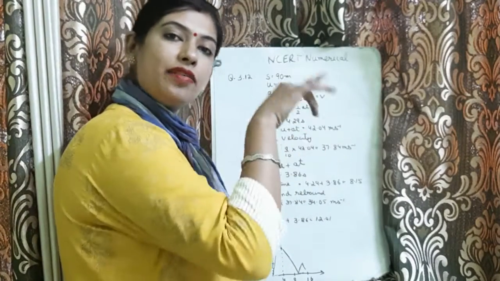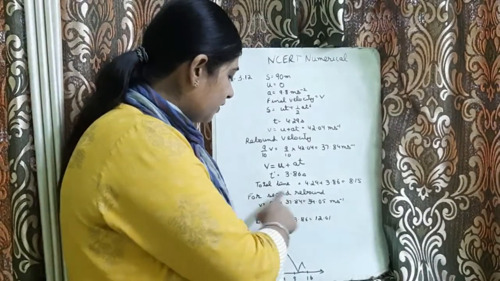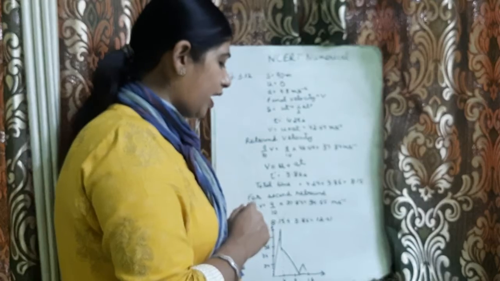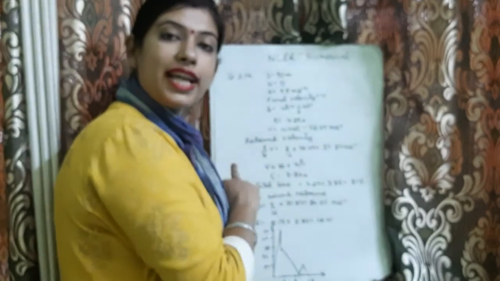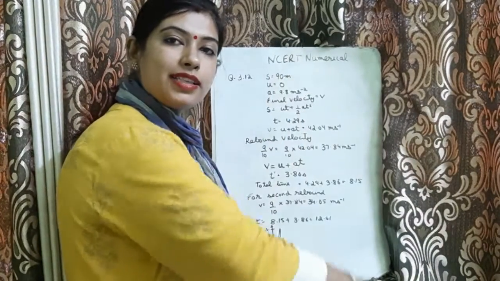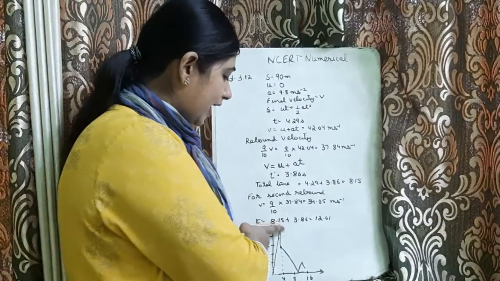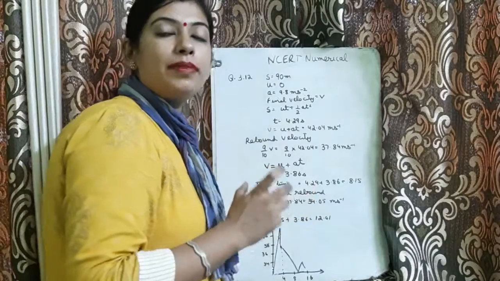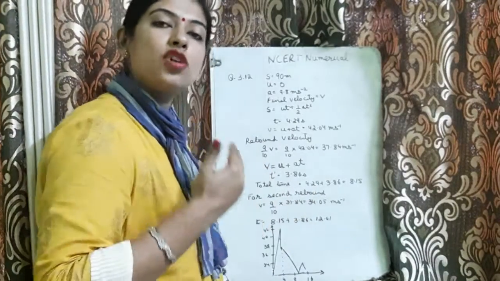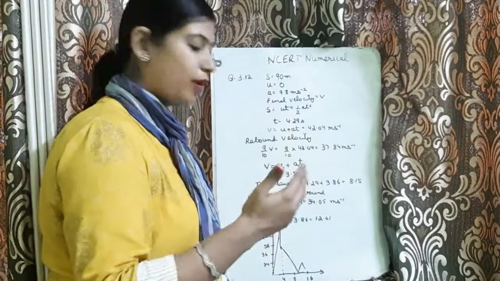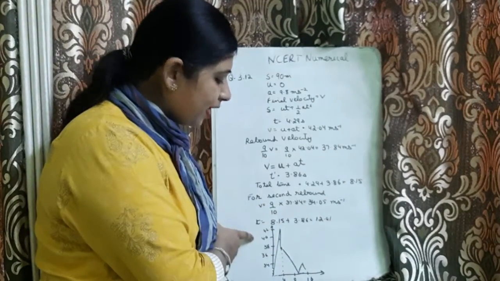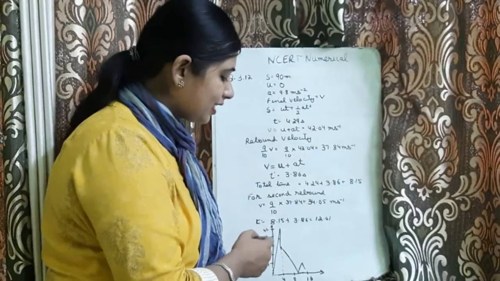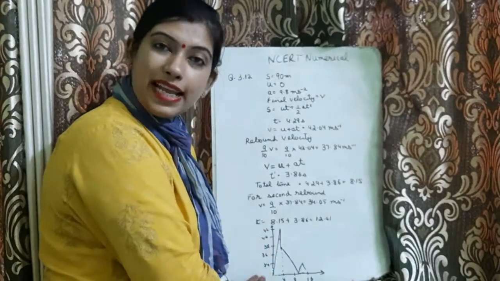Now again it will hit the ground. Then for the second rebound, the velocity will be 34.05 and the total time before the second rebound will be 8.15 plus 3.86, that is 12 second. So the graph we have to plot is only till the second rebound. This is the graph. The speed is taken on the y-axis while the time is taken on the x-axis. You can analyze this graph.